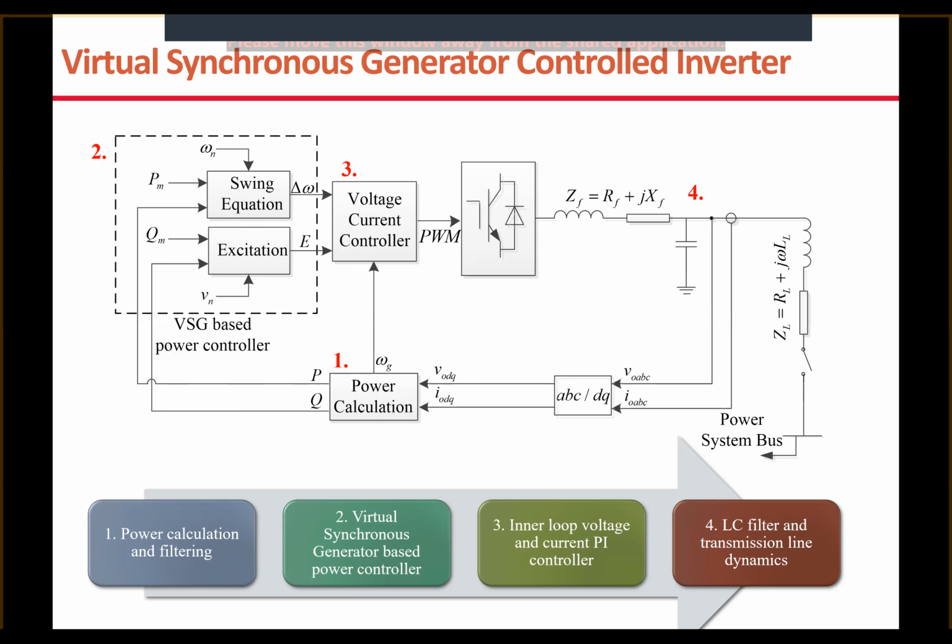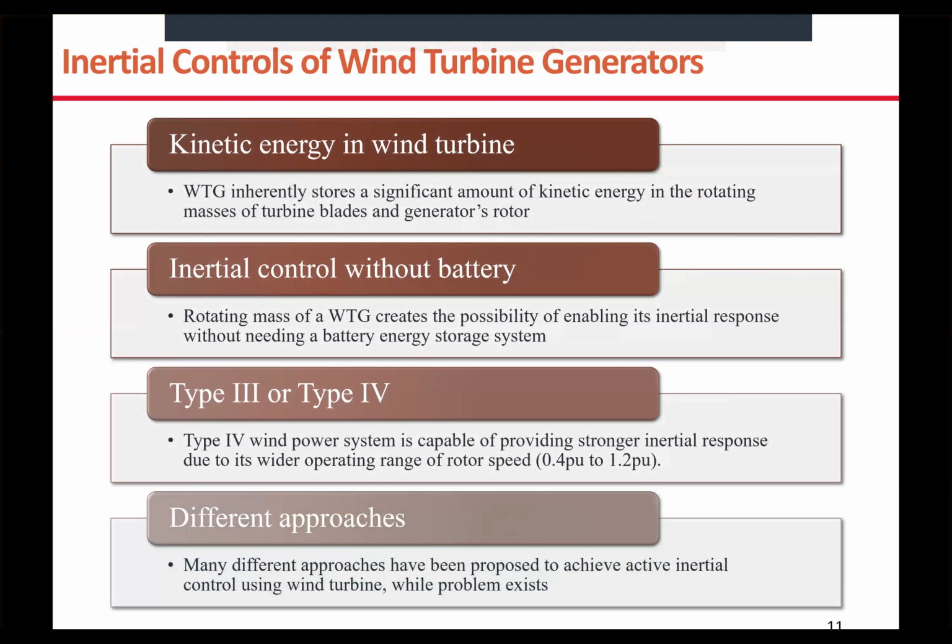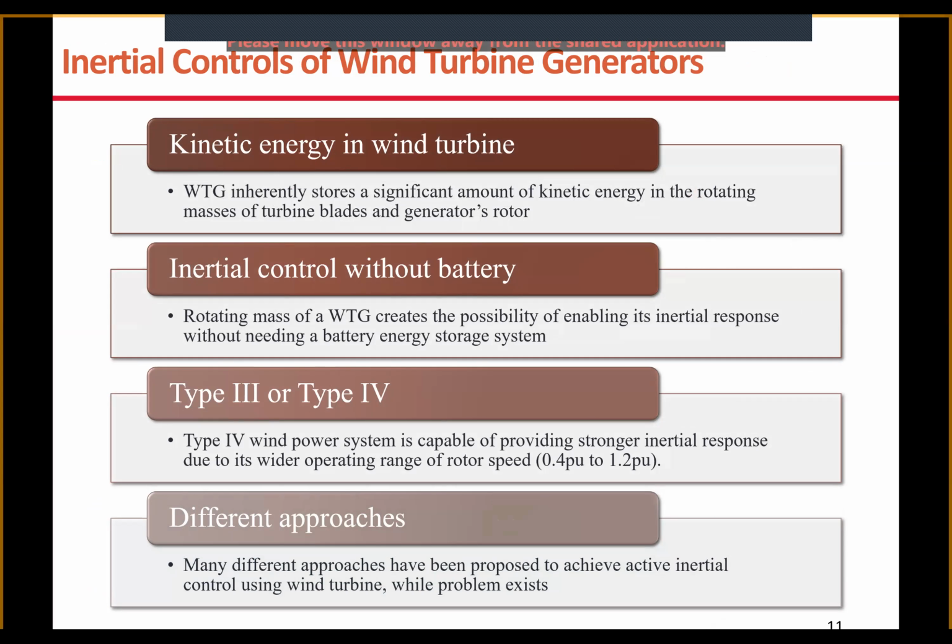And then the inertial control of wind turbine generator. Because a wind turbine has very large blades, it can store a lot of mechanical energy, and that mechanical energy can be used to help provide inertia. So with VSG, we can do the inertial control. We don't need an extra battery. That is the idea.